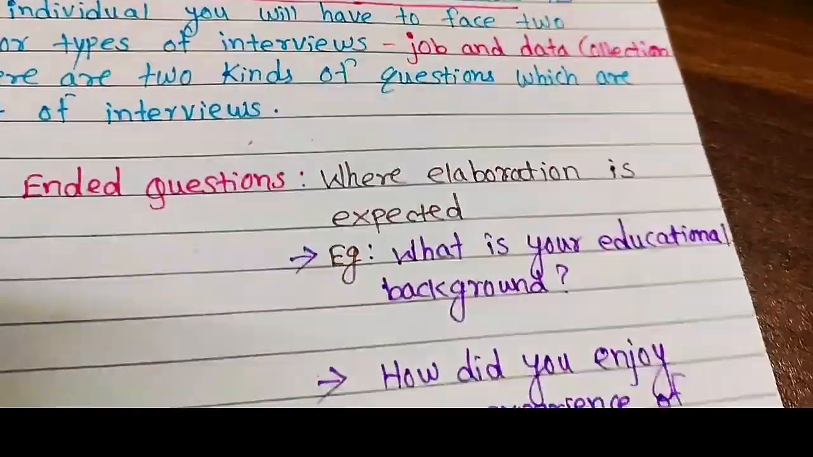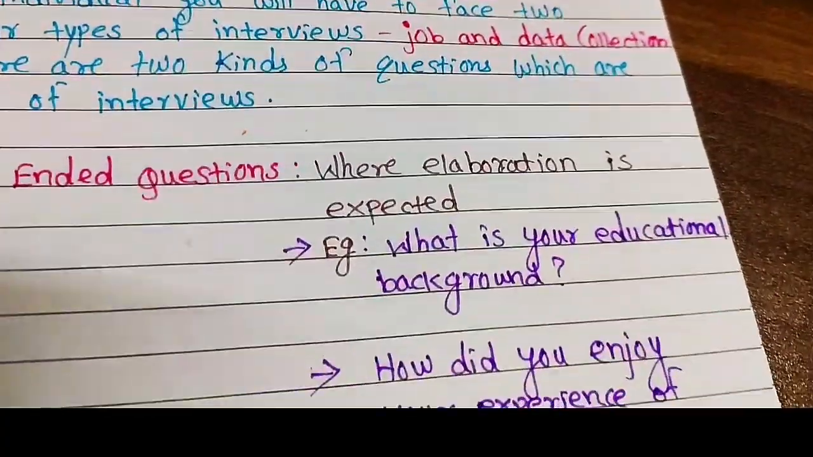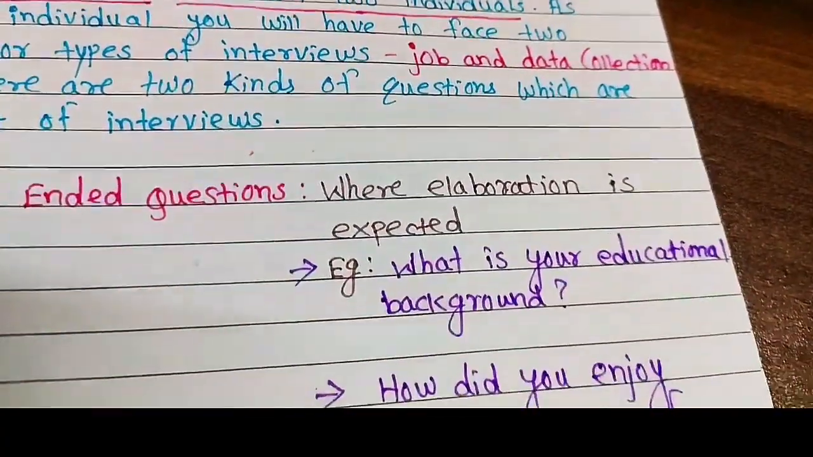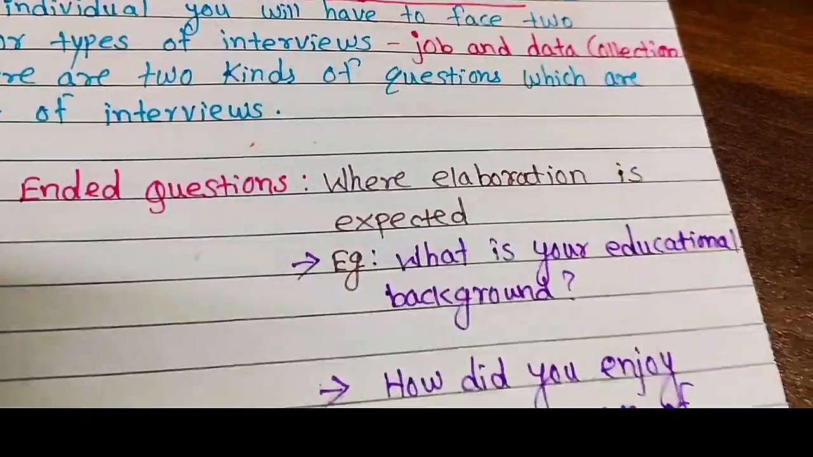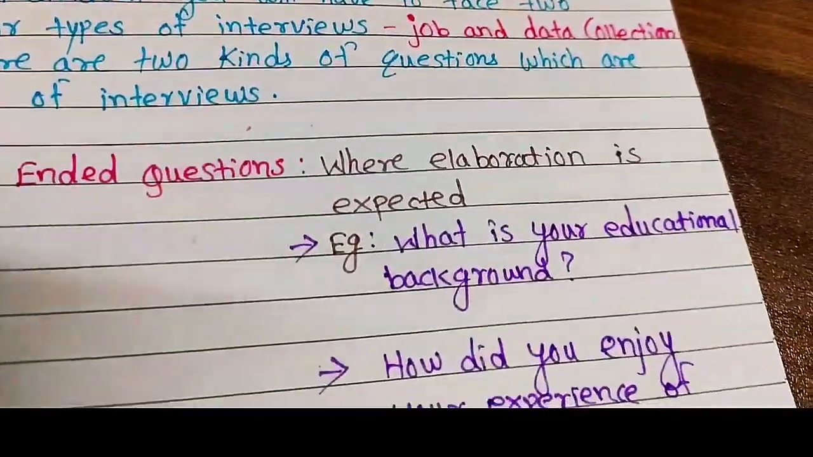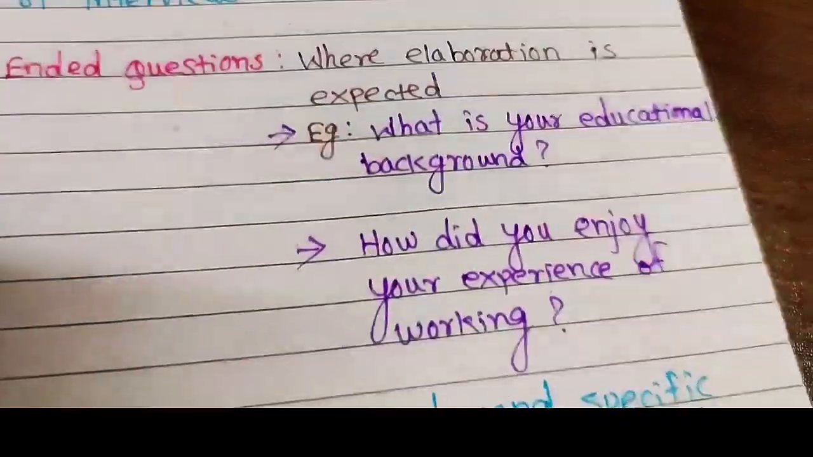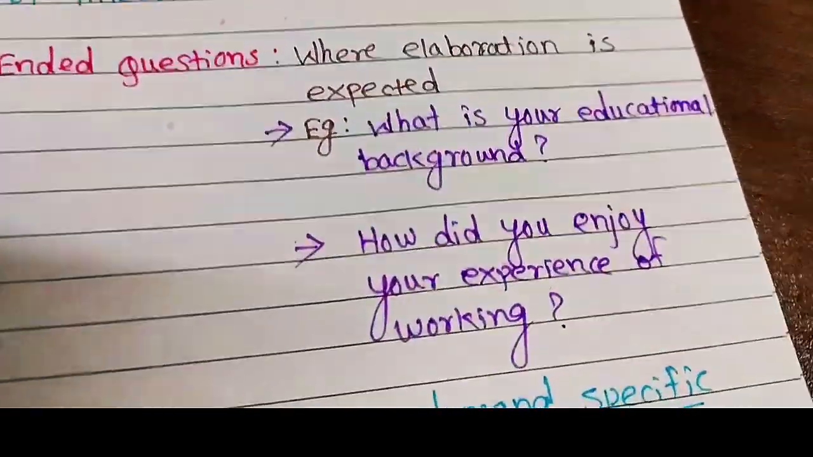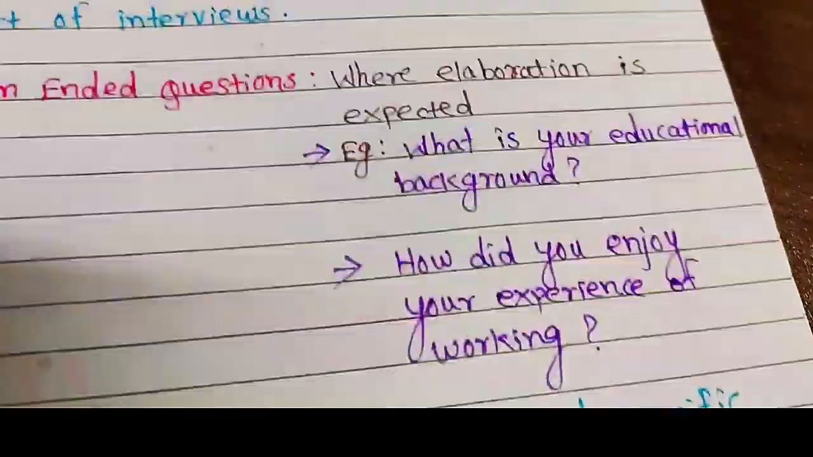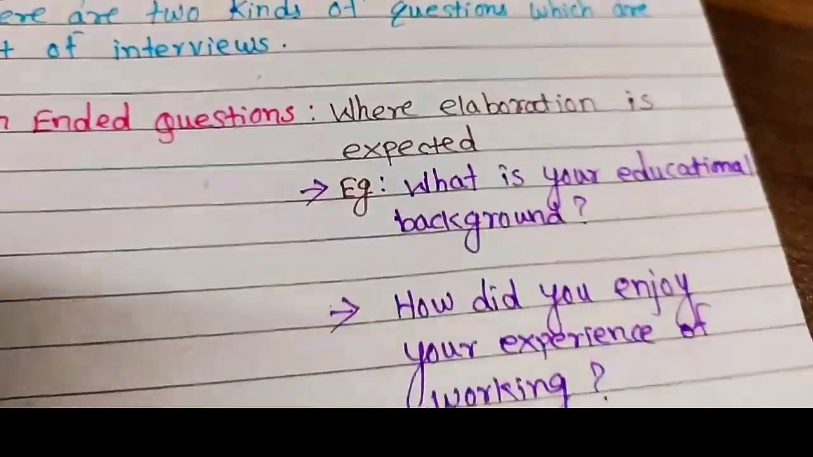For example, what is your educational background? When you ask this kind of question, he has to elaborate the entire detail: where he did his schooling, where he did his college, and then after what he did. The next is, how did you enjoy your experience of working? When you ask this kind of question, he has to elaborate the entire detail. That's why this is called open-ended questions, where elaboration is expected.